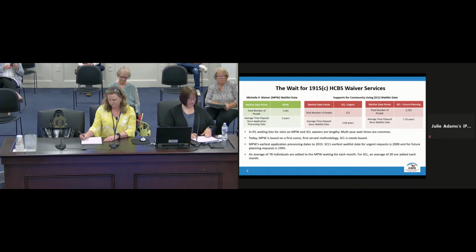For SCL, 90% of these individuals are already getting services in another waiver. So those might be in the urgent category and future planning. A lot of them are already receiving services through Michelle P., some of them through HCB, and are getting their needs met. All individuals on both categories in SCL either have Medicaid eligibility currently or have Medicare eligibility. And we have allocated 13 slots since January 21st in SCL.